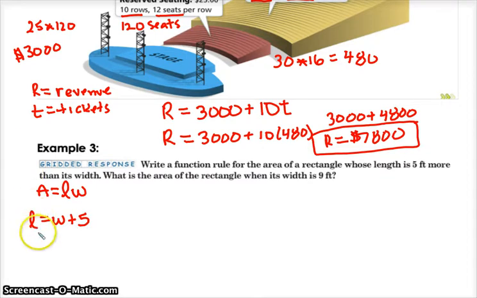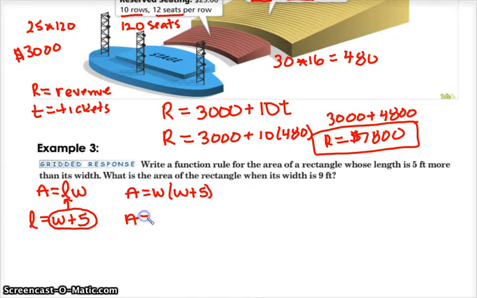And we can take what L equals and substitute it into that original equation. So we are left with only 2 variables. If I take W plus 5 and plug it in for L, I see that the area is going to equal W times W plus 5.